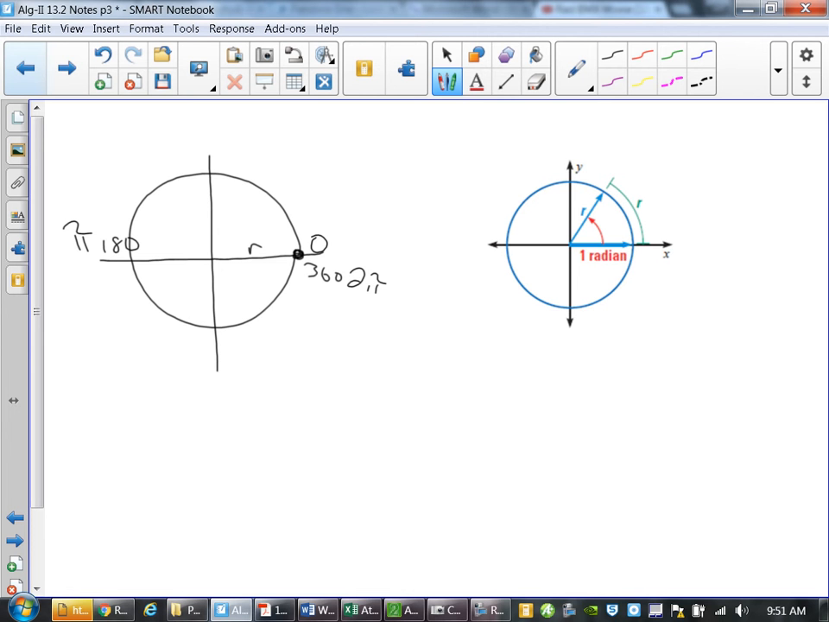90 degrees then, if 180 is pi, 90 is half of it, so what do you think that is in terms of radians? Half pi. What do you think 45 degrees would be? Quarter pi. Okay. This is 1.5 pi, so it's 3 pi over 2, and so on.